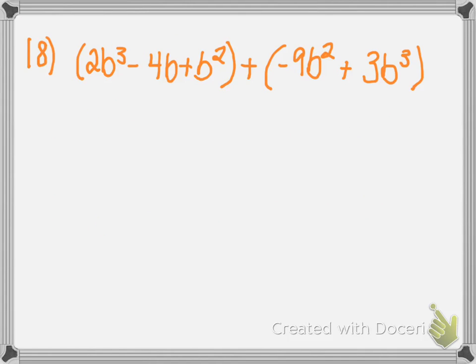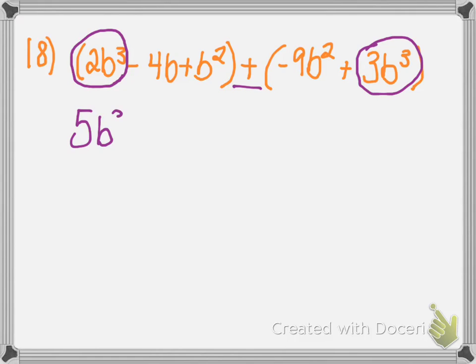Alright, number 18, this plus sign in the middle right here should tell you that you are combining like terms. You are not foiling, you're not distributing. So the first thing you're going to look at is 2b to the third. Its like term is 3b to the third. So 2 plus 3 is 5. And then when you're adding or subtracting, do not change your exponents.